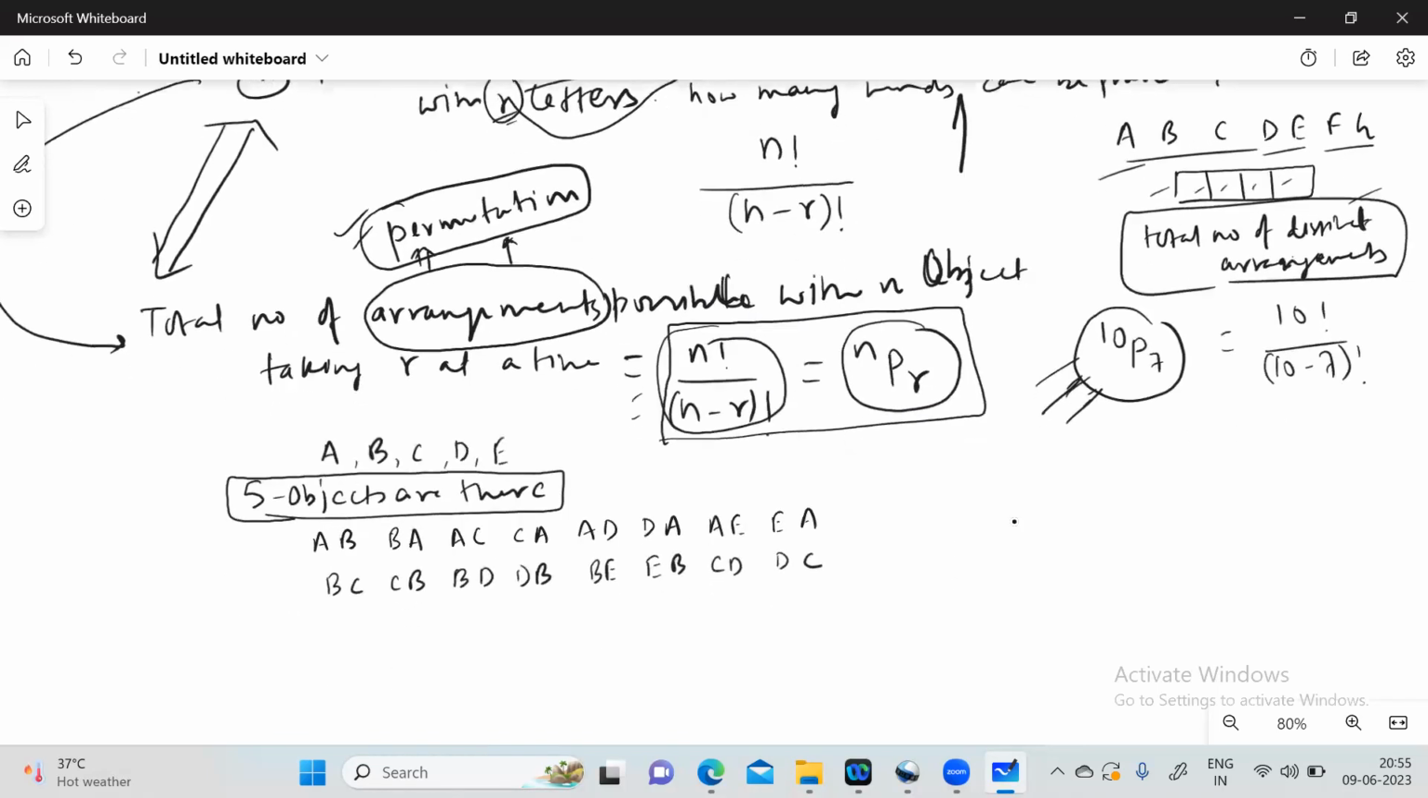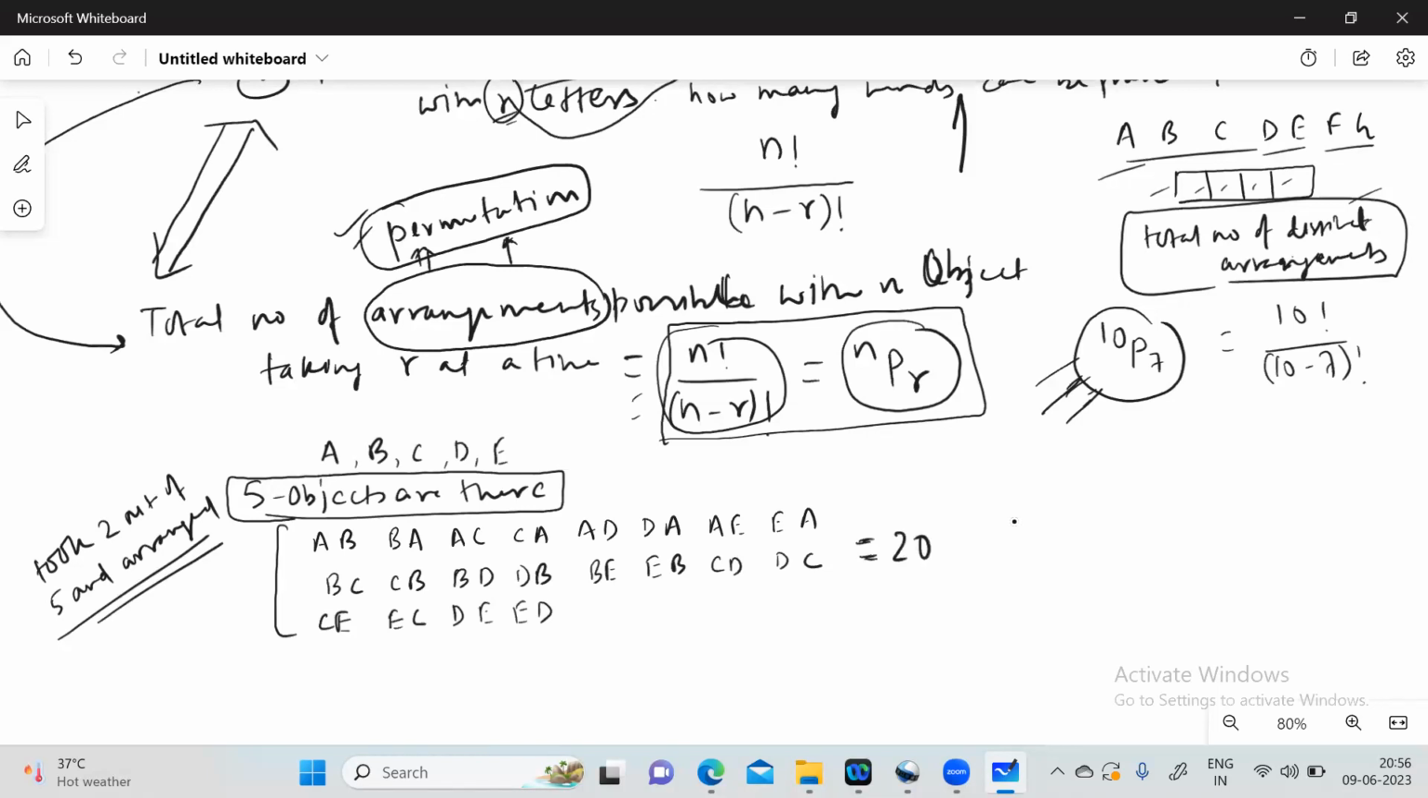So what I'm doing, I'm taking two at a time. I've taken CD here. I'll take CE now. So CE will be one arrangement and EC will be one arrangement. Then I'll take DE. So DE will be one arrangement and ED will be one arrangement. So I took 2 out of 5 and arranged. Okay. So how many arrangements did I get? Can anyone count it here? 20. 20.